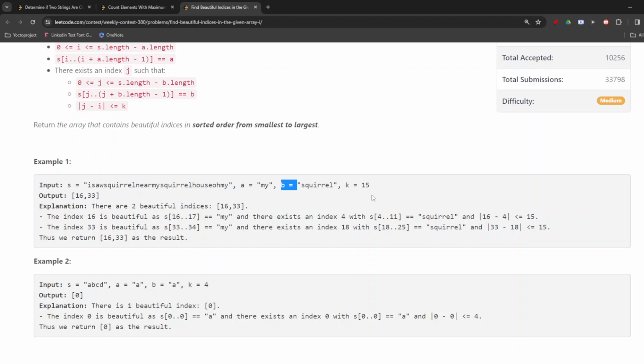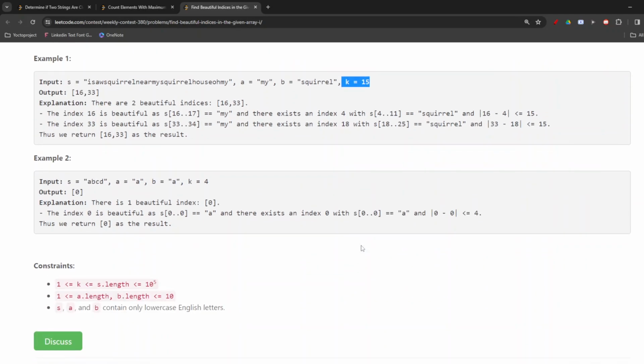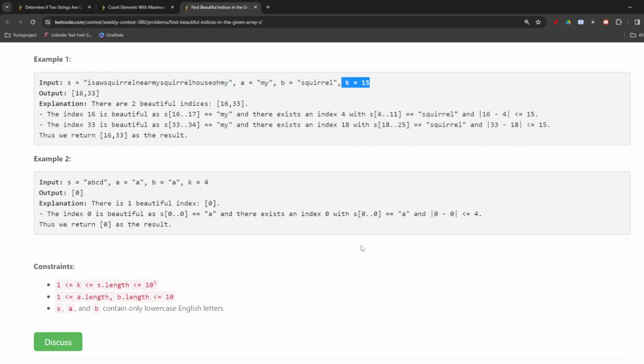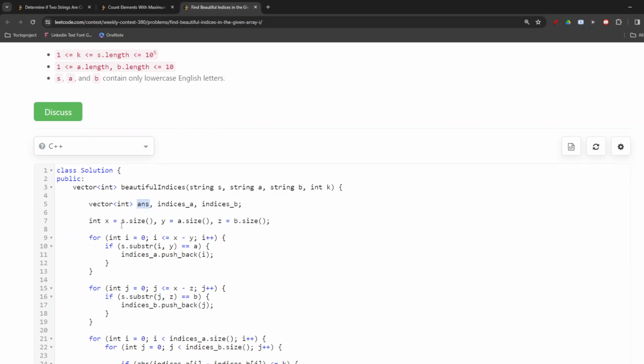And then we will be checking if it is less than or equal to K, then that index we will be pushing to our answer. So now let us go ahead and do this question. So as per the ask, I'm taking two vectors for index A and index B storage and our final vector answer. Here I'm just taking the sizes.